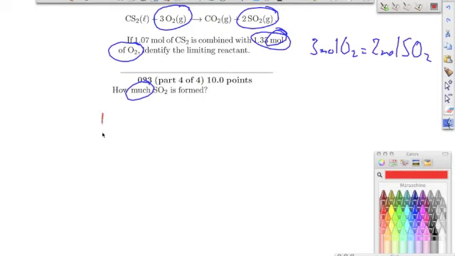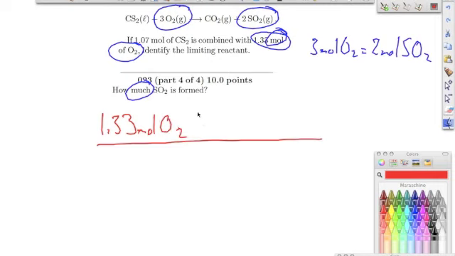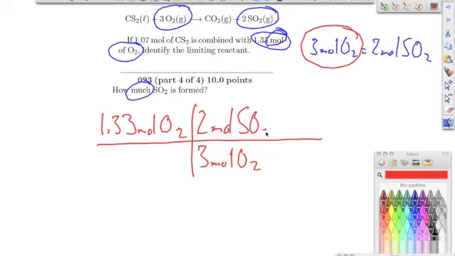So we start with the number of our limiting reactant, 1.33 moles of O2. Since moles is on top of O2, we put that on the bottom: 3 moles of O2 and 2 moles of SO2. We work this out, and it'll be 1.33 times 2, all divided by 3, and we should get an answer right around 0.8867, and that would be moles of sulfur dioxide.